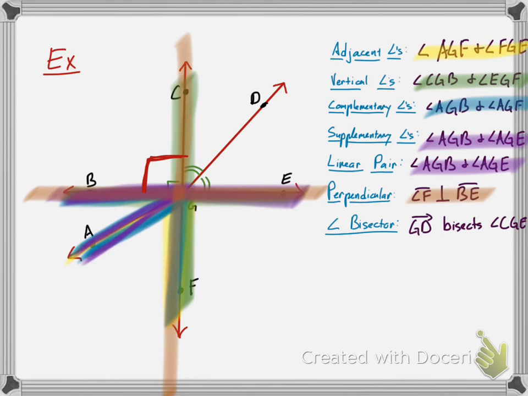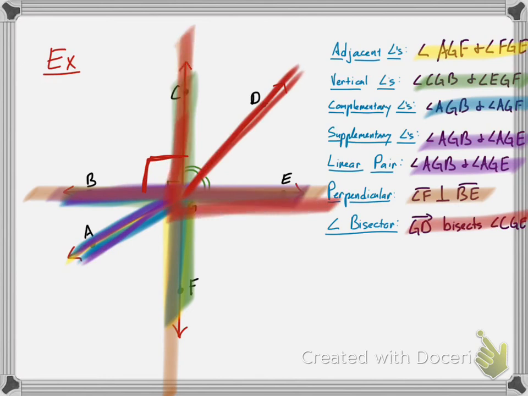And wrapping this up, we have an angle bisector. I have a lot of colors going on here in my graph, but right here, GD, this ray, is bisecting this top quarter here, this section, and you can see that by these little markers. All right, those little tick marks there.